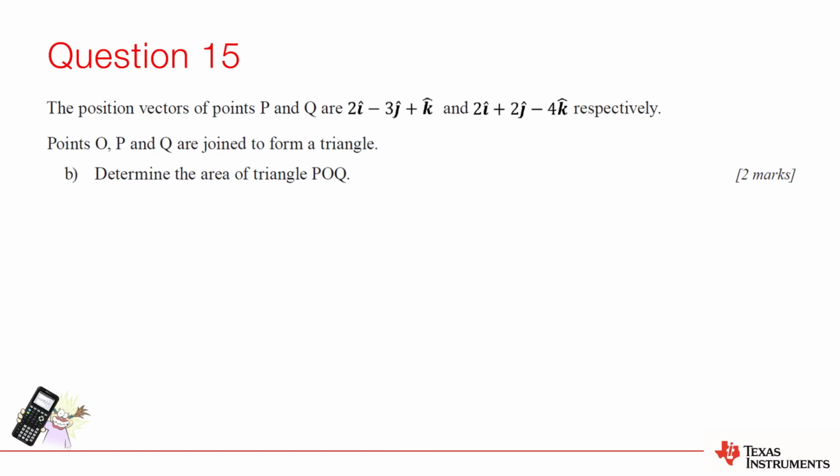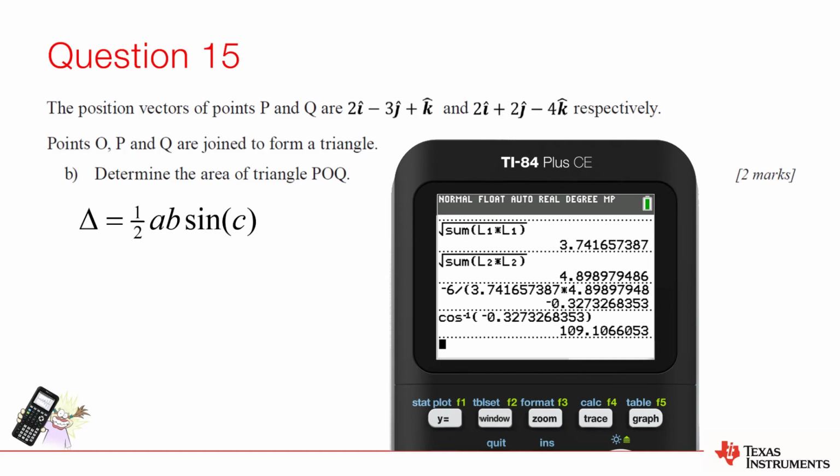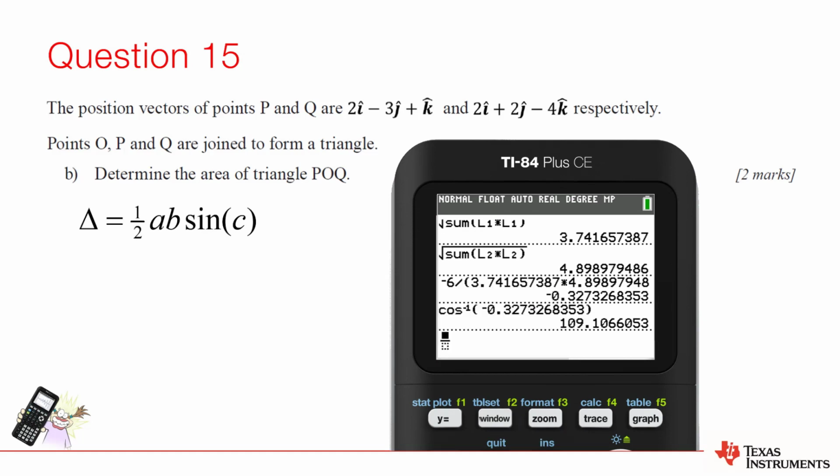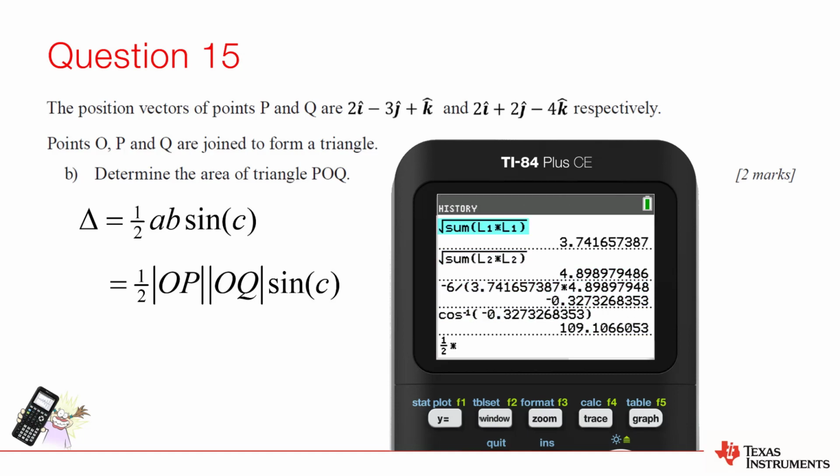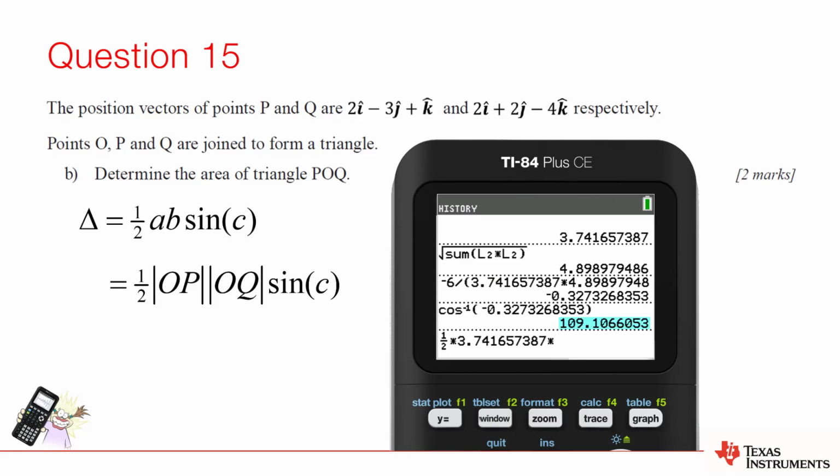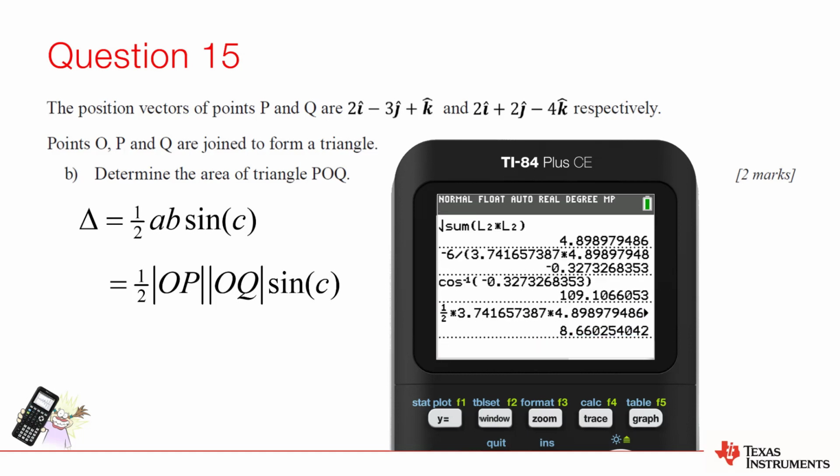Part B. This question asks us to find the area of the triangle formed by points O, P and Q. We can use the formula a half AB sine C, since we already have the magnitudes of the two sides and the included angle. And so we get an area of 8.66, which looks remarkably like 5√3.